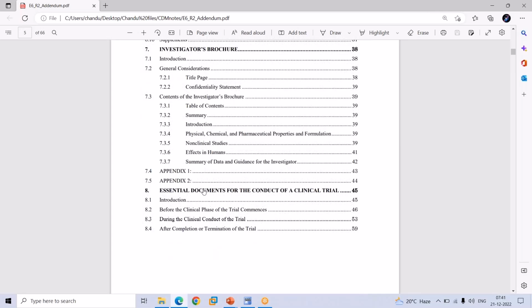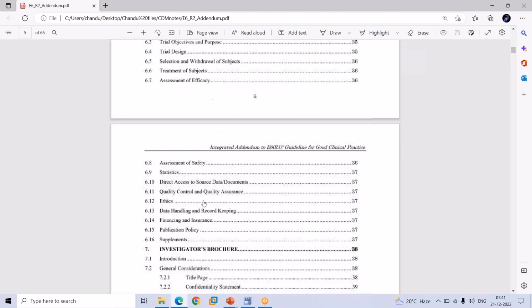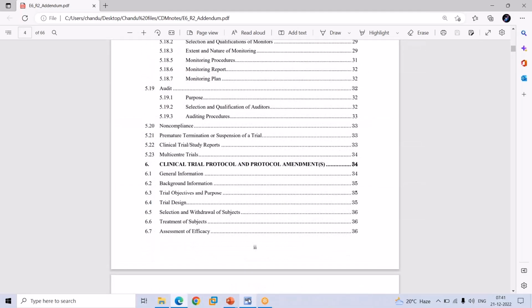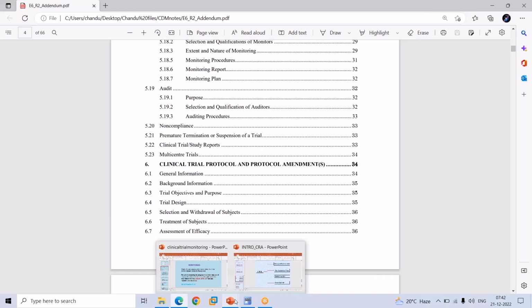What are all the documents which are required to know? Which are used before the clinical trial, during the clinical trial, after the clinical trial. So first of all, we are going to discuss in terms of monitoring.